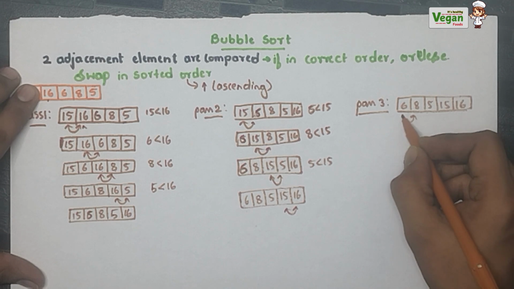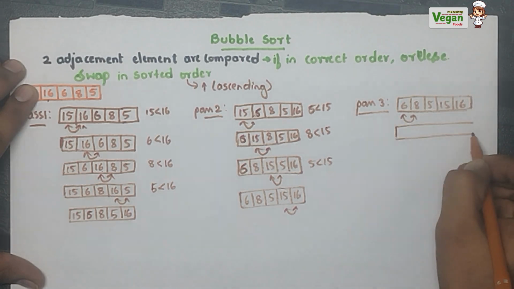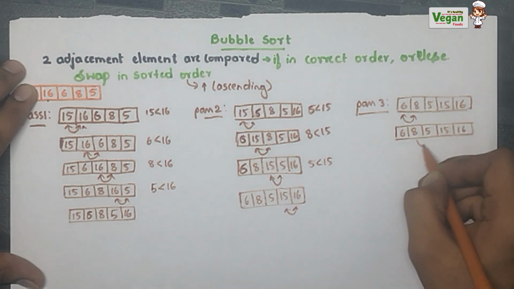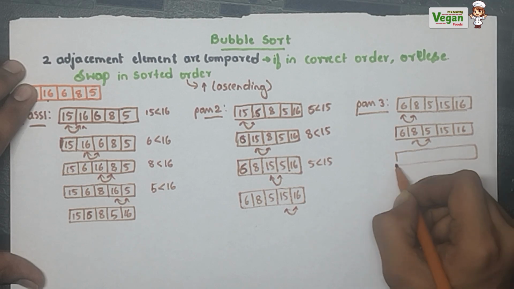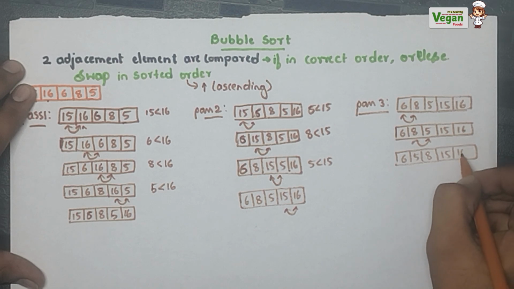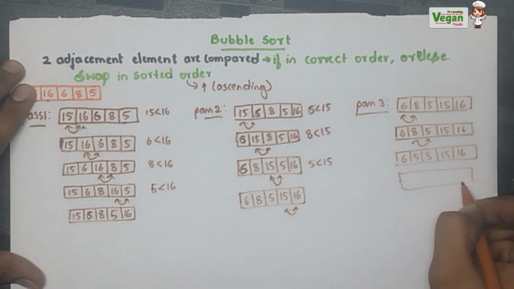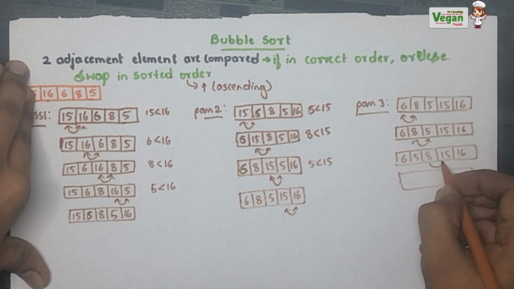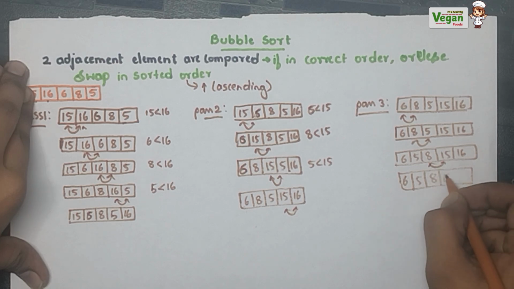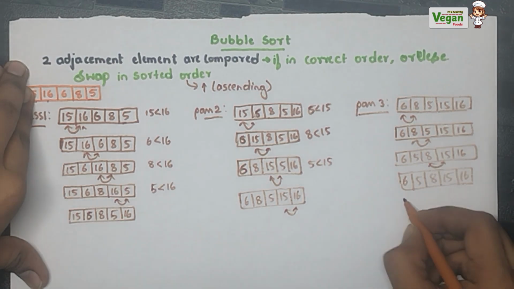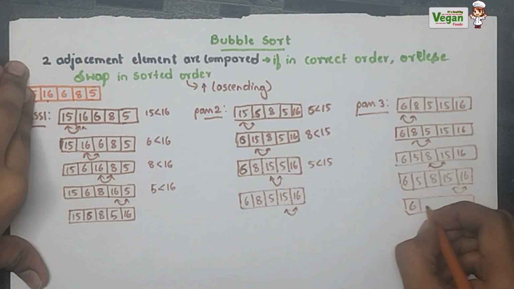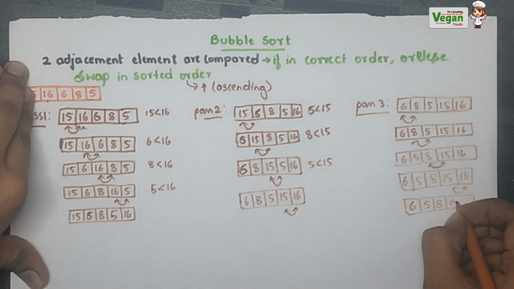Now apply: 6 and 8. 6 is less than 8, therefore it is correct, in sorted order. Now 8 and 5 will be compared. 5 is less than 8, so swap: 6, 5, 8, 15, 16. Now if you compare 8 and 15, they are in the same order, so write as it is, because 8 is less than 15. Next, if you compare 15 and 16, they are in the correct order: 6, 5, 8, 15, 16.